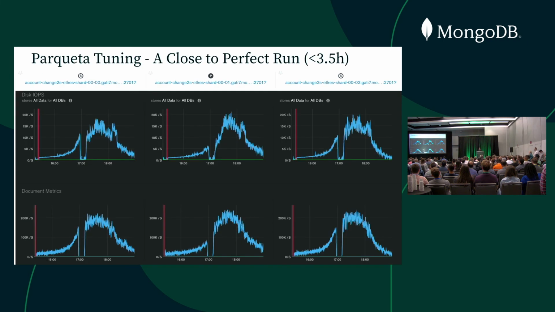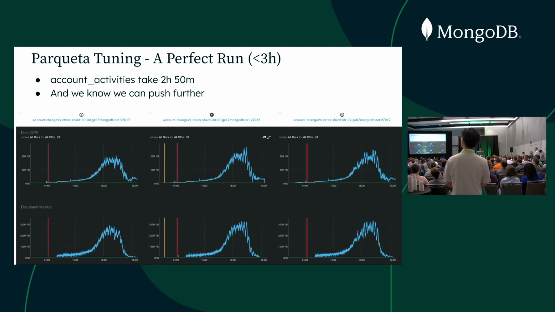With all these tunings, this is one of the runs that I think is close to a perfect run. It takes 3.5 hours. And this is a perfect run after further tuning. For account activities, it takes 2 hours and 50 minutes for both partitioning and extraction. I'm pretty sure we can push this further to make it even faster. But sometimes the effort and the cost is a factor, so it all depends on how much you want to invest into this tuning.